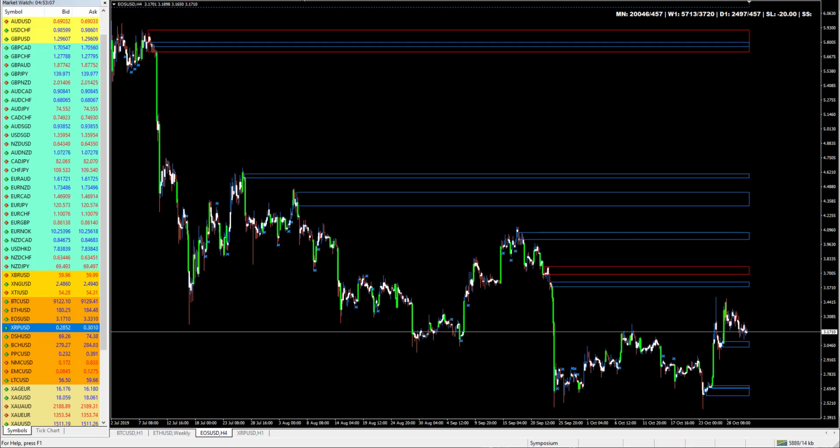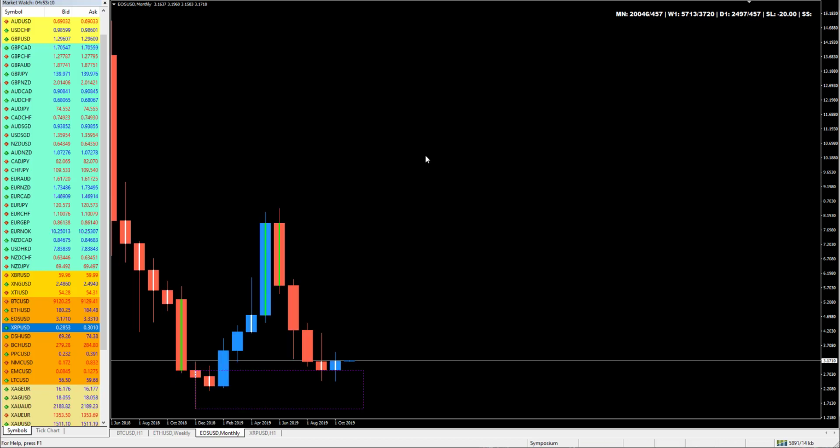Okay, EOS. What's going on EOS? Let's look at the macro view. Well, we had this nice monthly demand that the Pipnotic software found. Price rallied, poked into it, and now we're accumulating. You can see we're painting white candles at monthly demand. What does that mean? Well, that means that we're loading the cannon. The cannon to do what? The cannon to move higher. And notice that this low is lower than this low. So we have demand in control.